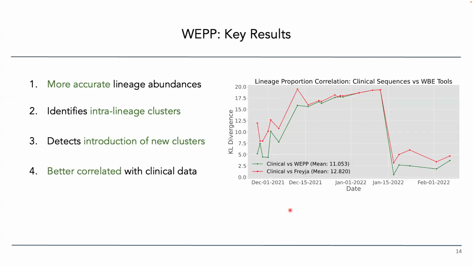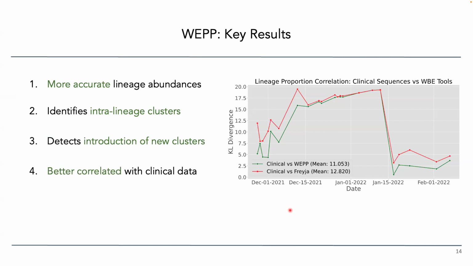So when we compared the result of lineage abundances from wastewater of WEPP and Freya with the clinical sequences found in San Diego, we found that WEPP was much better correlated. And here in this graph, we show this correlation with KL divergence, where lower is better. So we show that even on real wastewater data, WEPP has a much higher accuracy.